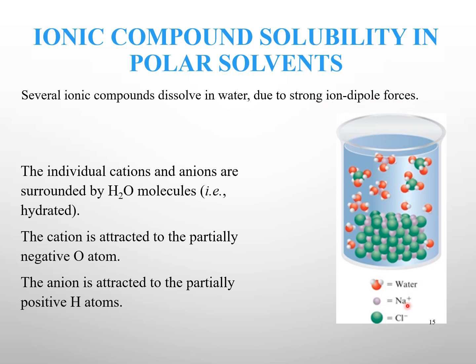All you have to remember though is that the sodium ion is flanked by the negative side of water. The chloride ion is flanked by water, but it's flanked by the positive side of the water. And remember, on a water, you have H, H, and O. The O is the negative side, the H is the positive side.